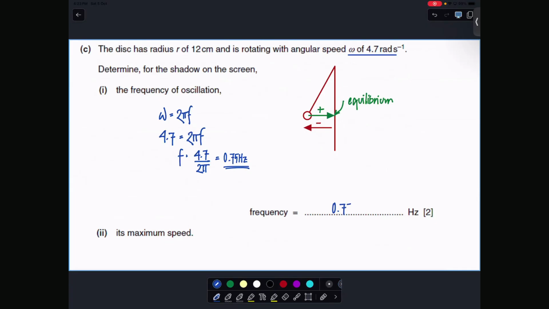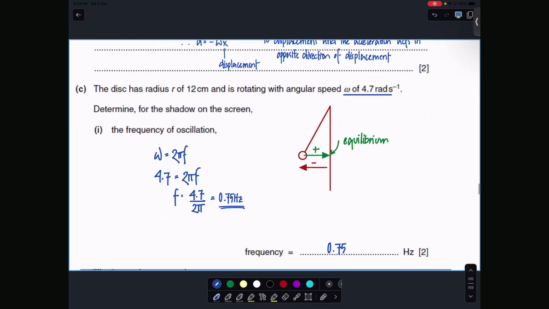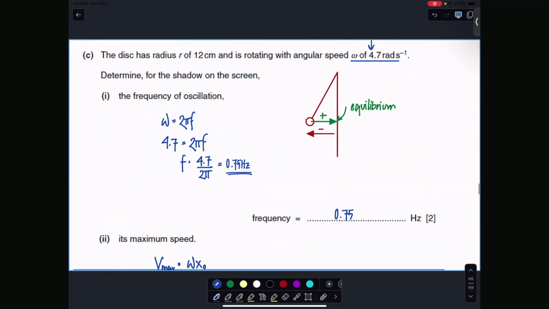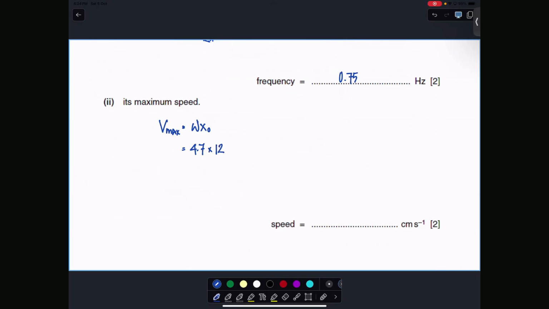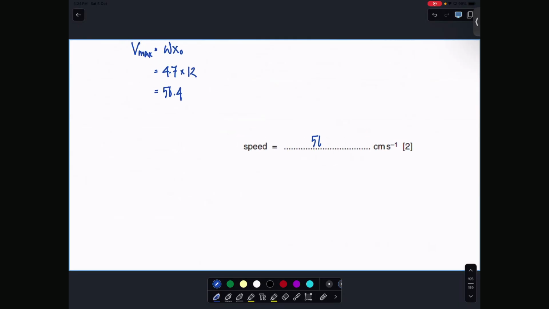So 0.75. Maximum speed. How do you find maximum speed? V max is equal to omega x naught, x naught being the maximum displacement. We were given omega, 4.7, multiplied by the maximum displacement, which is the radius, 12. You have to divide this by 100 because they want it in centimeters. So how much is it? 56.4. I think everything is given to two significant figures, so 56.